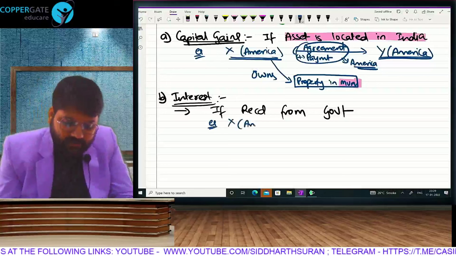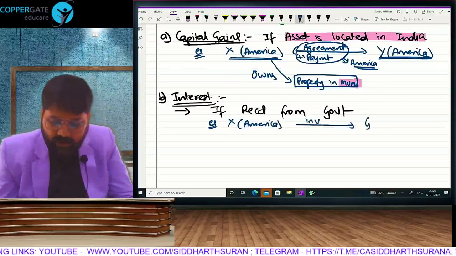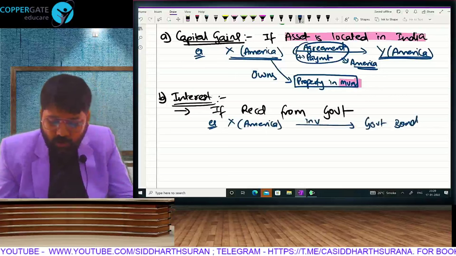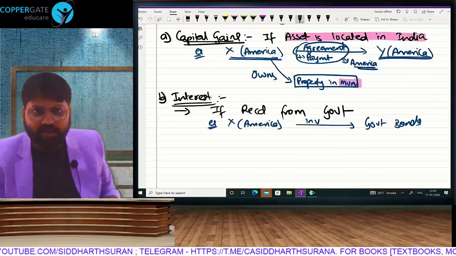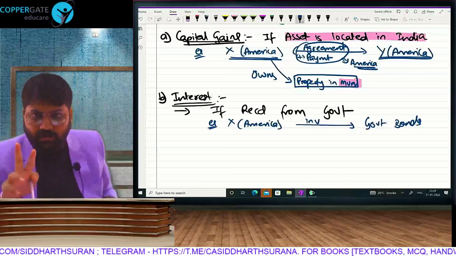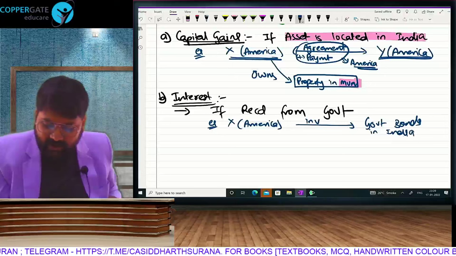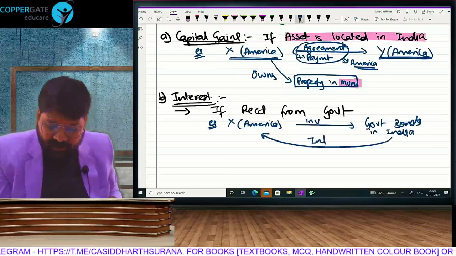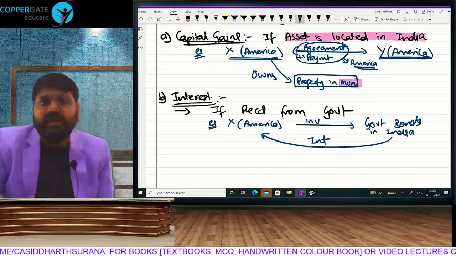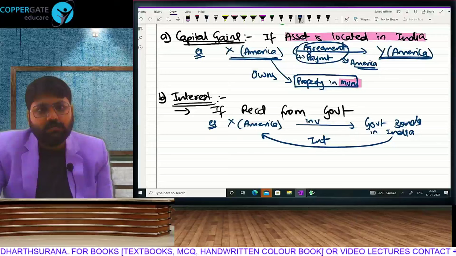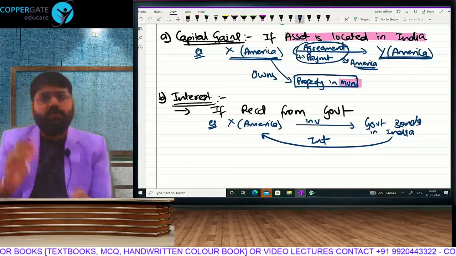Example. X in America has invested in government bonds of India. Who has issued the bond? You all know what are bonds, debentures, no? The government has raised finance by issue of bonds. You all know the meaning? Yes, government bonds in India. That means, can I say from these government bonds, he will be getting interest? Yes. Who is paying the interest to him? Government. That means the income is deemed to accrue or arise in India.